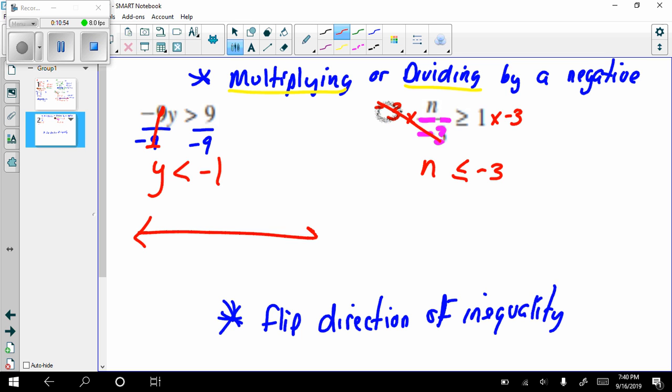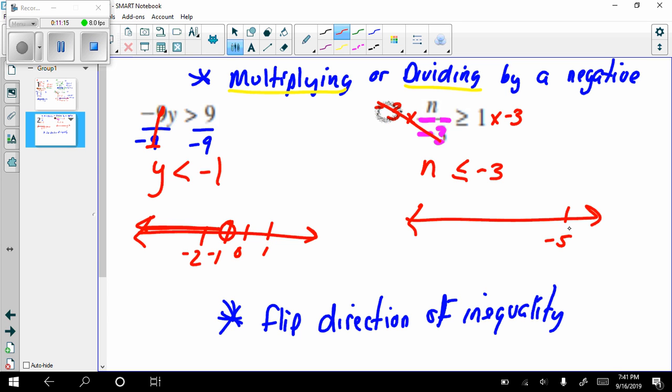So this becomes anything less than -1. So if this was a 1, a 0, a -1, a -2, what we want is an open circle here at -1 and everything less than. For this second one, we want everything less than or equal to -3. So if this were a -5, oh, let's change that. A -2, -3, -4, -5. We want a closed circle at -3, and we want everything less than.